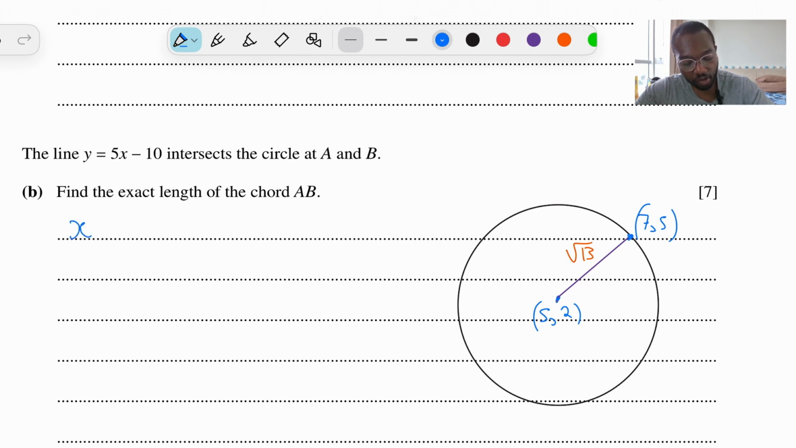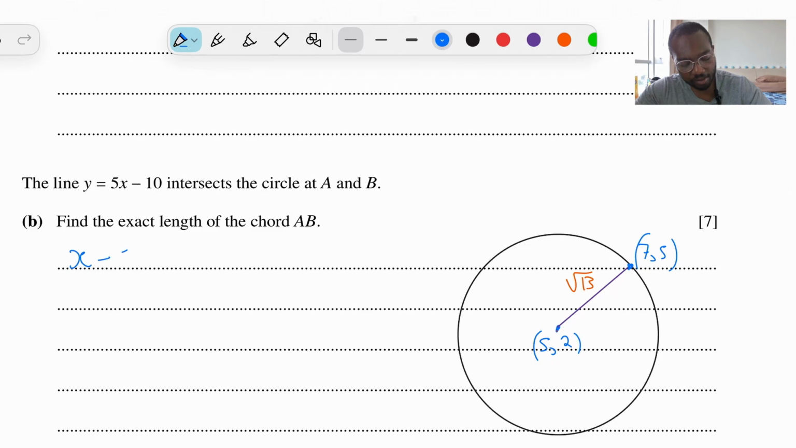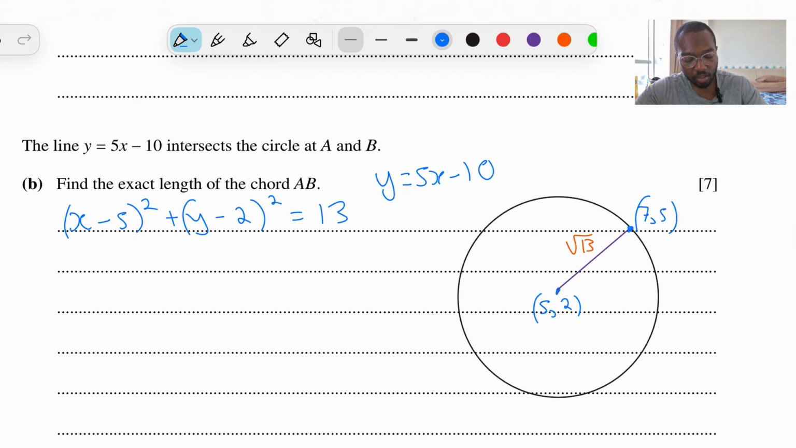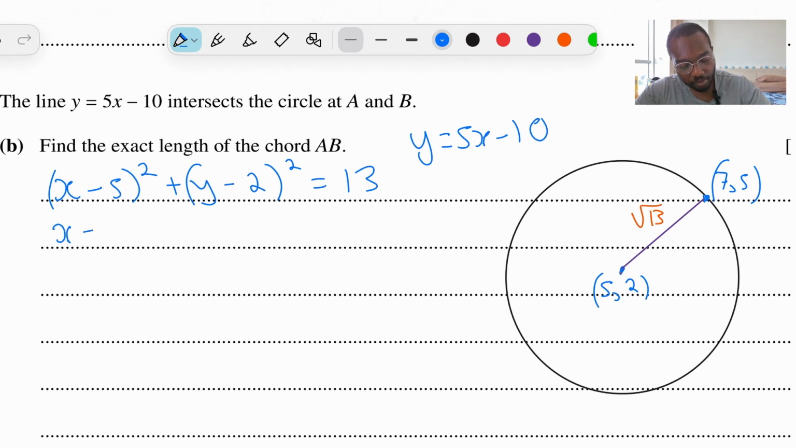So again, let me rewrite what we had: (x minus 5) squared plus (y minus 2) squared equals 13. And we also have here that y equals 5x minus 10. If we plug y equals 5x minus 10 into the circle equation and expand out the brackets, we should be able to get values for x and y, our coordinates. So we get (x minus 5) squared plus (5x minus 10 minus 2), that's (5x minus 12) squared, and that's equal to 13.